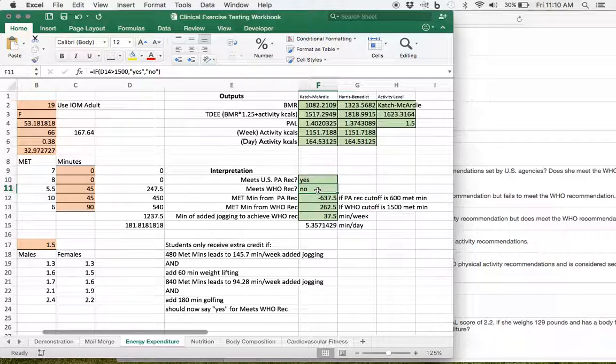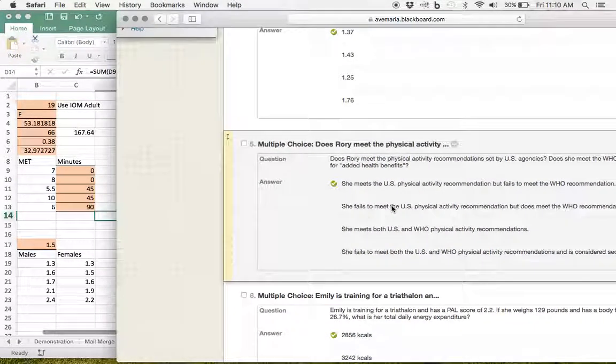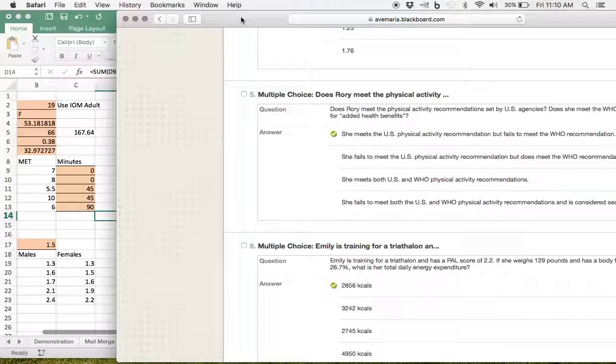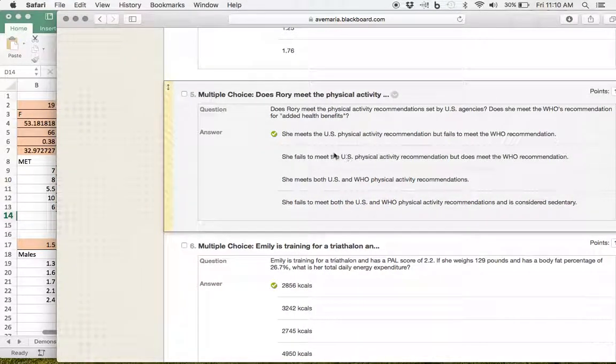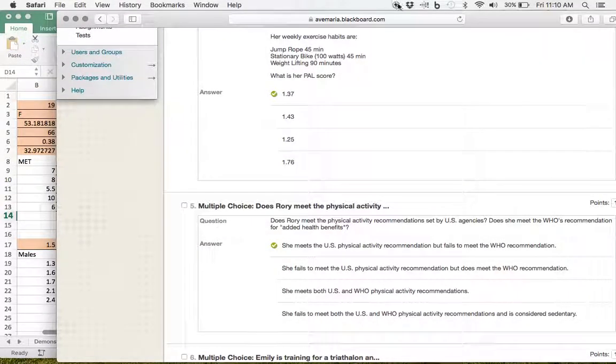How about the World Health Organization's? Well, that cutoff is at 1500. So, is she above 1500? No, she's at 1237. So the answer is yes, she meets the U.S. recommendation, but she doesn't meet the World Health Organization's recommendation for added health benefits. So, meets the U.S. physical activity recommendation, but fails to meet the World Health Organization's. Alrighty, that's it for that.